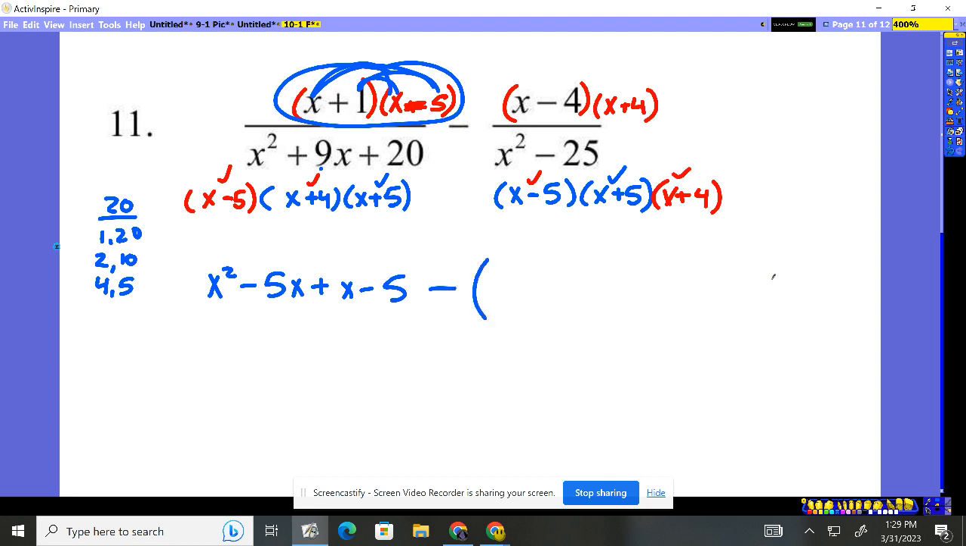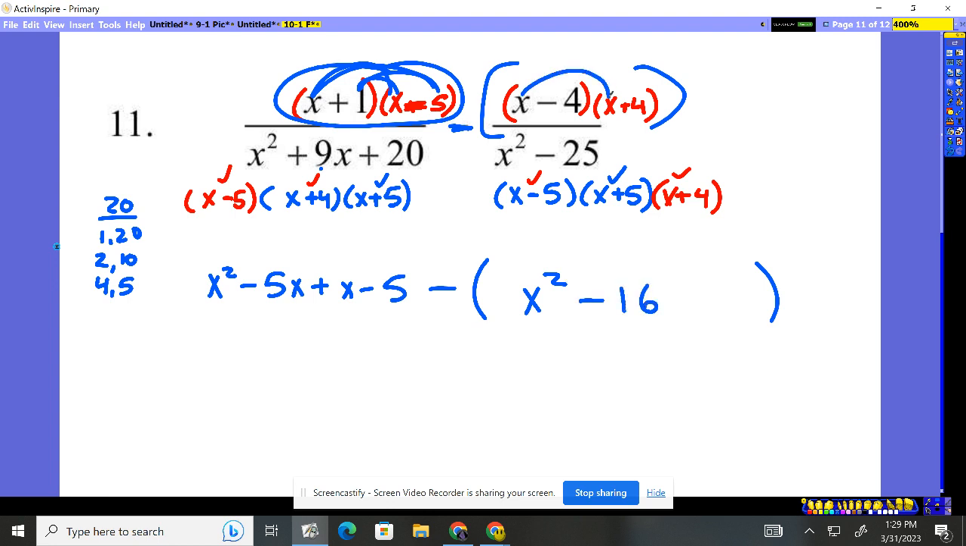Then I'm subtracting whatever I get over here. That's the key. We're going to mess that up. You got to remember, you're subtracting this entire thing. So what is an x minus 4 times an x plus 4? That's a difference of squares. It's going to end up being an x squared minus 16.